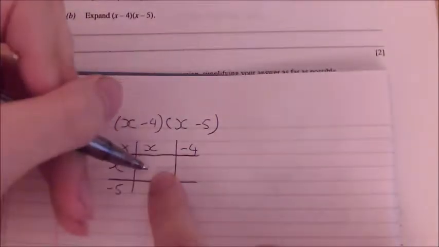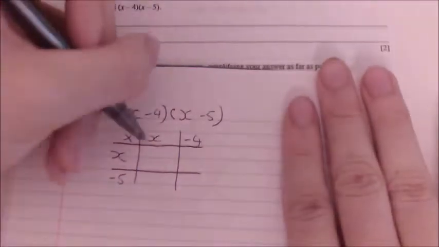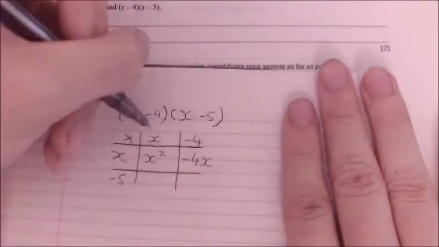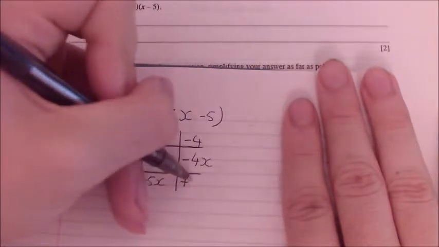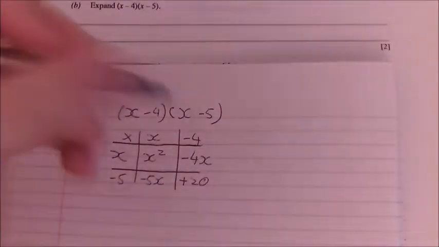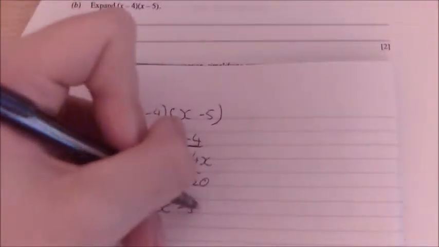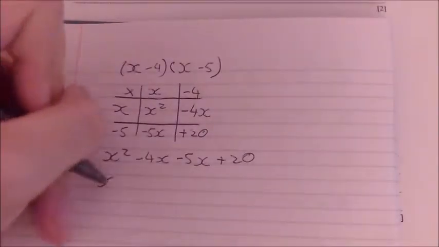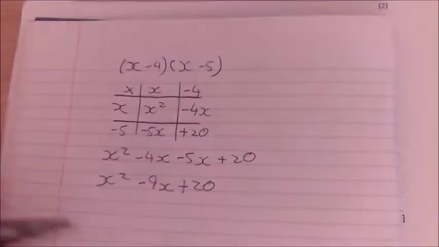So then we just multiply across to get the full answer. We've got x times x, which is x squared, and then x times minus 4, which is just minus 4x, x times minus 5, which is minus 5x, and then minus 5 times minus 4, which is plus 20. If you write that out in a line, we'll have x squared minus 4x minus 5x plus 20. And the minus 4x and the minus 5x come together to make minus 9x. So x squared minus 9x plus 20. And that's fully expanded then.